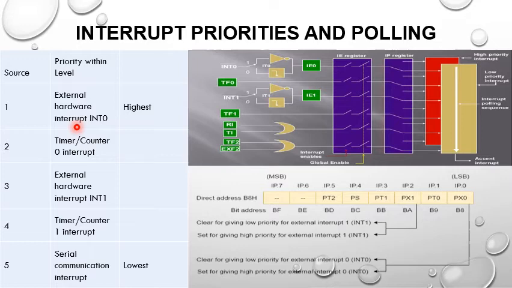After returning to the main program, it executes one instruction and then executes the interrupt service routine of timer 1 interrupt. This also means that if a serial interrupt occurs at the same instant as an external 0 interrupt, the external 0 interrupt routine is executed first and then the serial communication interrupt is executed.